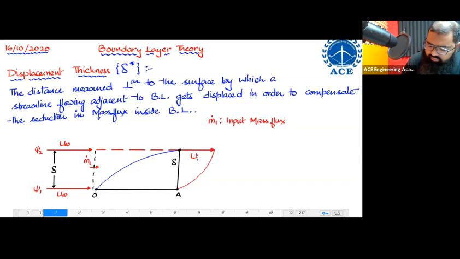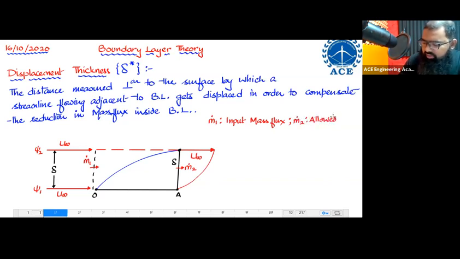The velocity is reaching almost u infinity. I'm representing it by u infinity itself. So now, because of this velocity profile, there is some mass flux crossing over here. Let us say this mass flux crossing is equal to m dot 2.